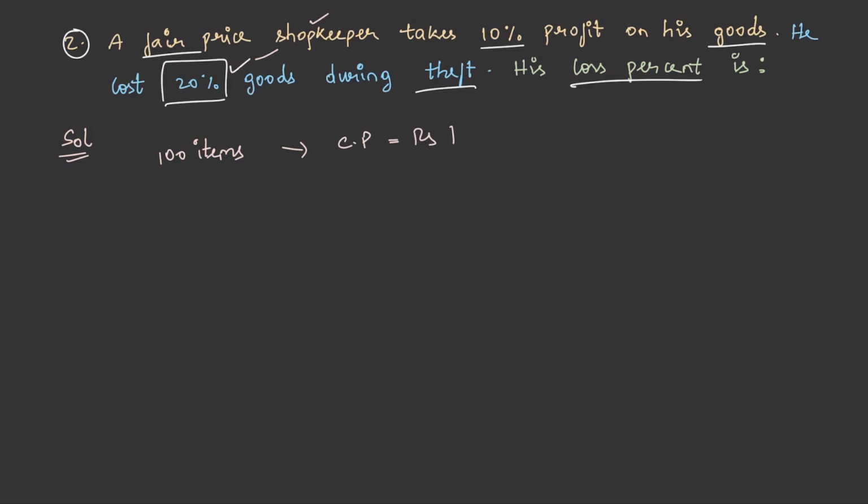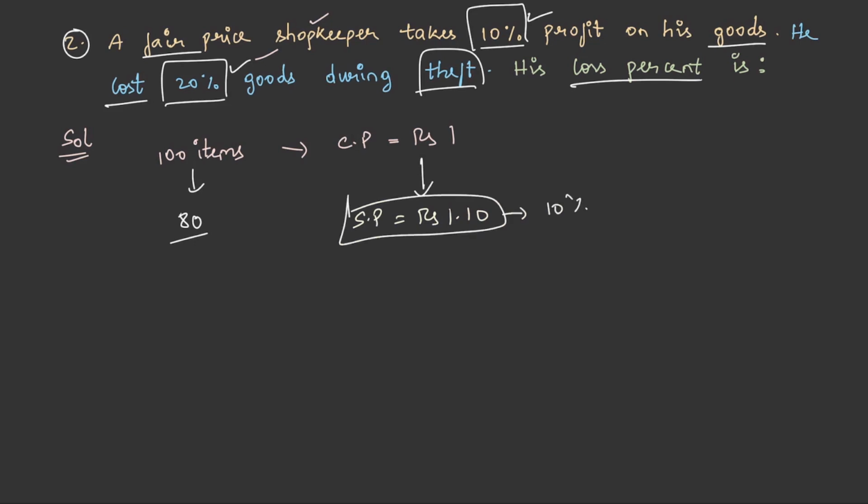As 20% of the goods are lost in theft, the remaining items will be 80. And these items are sold at 10% profit. As the cost price is rupees 1, on gaining a profit of 10%, the selling price of each item will be rupees 1.10, as there was a 10% profit. And this value is for a single item. How about for 80 items? That is, selling price for 80 items is 1.10 into 80, which is equal to rupees 88.